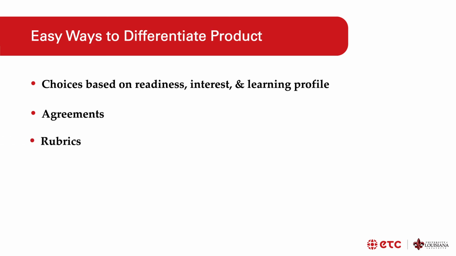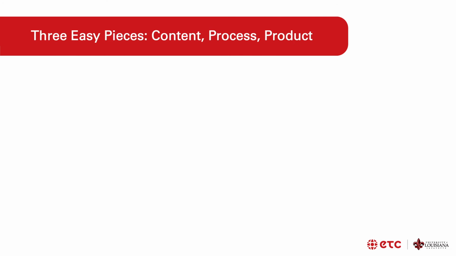You could have a rubric that lets you assess, but they could then create different products. So you are assessing how they understood a story, and they might be doing a song or a poem or a paper in order to express how they understood that story. The rubric is the same. The product that they're giving you is different. And so let's move on to 3 easy pieces for content, product, and process.